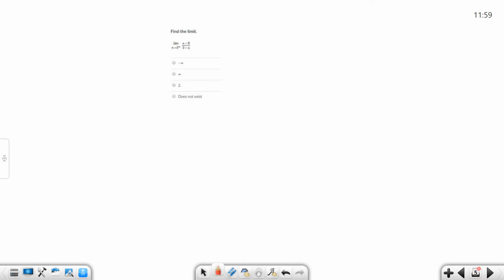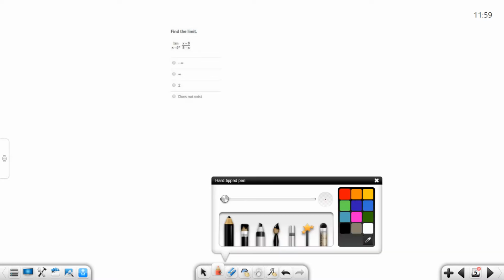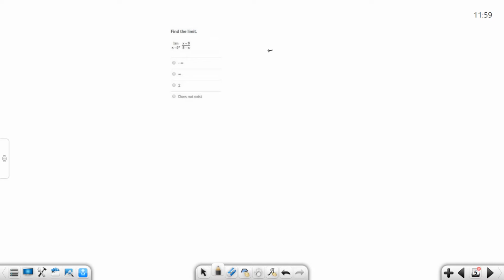Okay, here we have another one. We're going to plug in 5. It's just a number, so when you have a limit approaching a number, just plug it in and see what happens. When I plug in 5, I get 5 minus 8 over 5 minus 5. So that gives me negative 3 over 0.